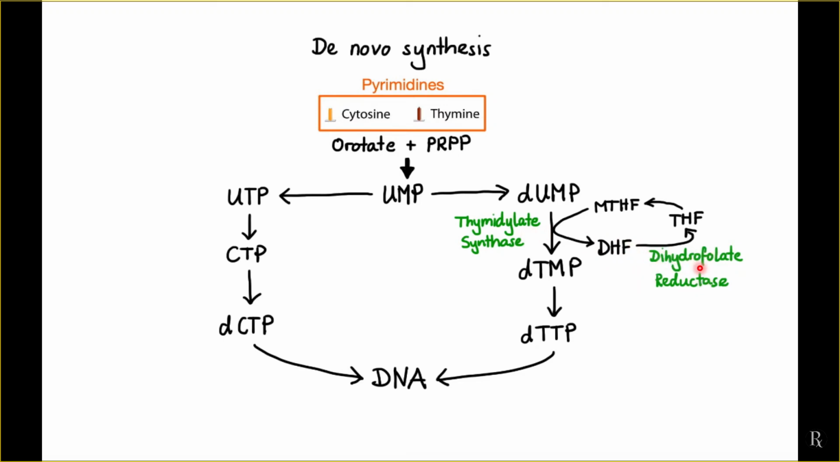Both of these enzymes are also targets for the drugs. And from deoxy TMP we produce deoxy TTP, and that is also required for the DNA. So this is de novo synthesis. Purines and pyrimidines can also be obtained from the food or from other tissues, but mostly they are produced de novo, so like from scratch.